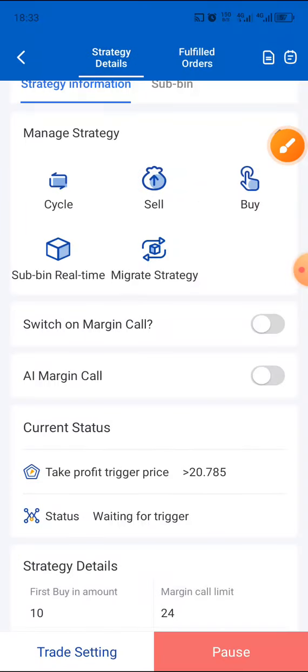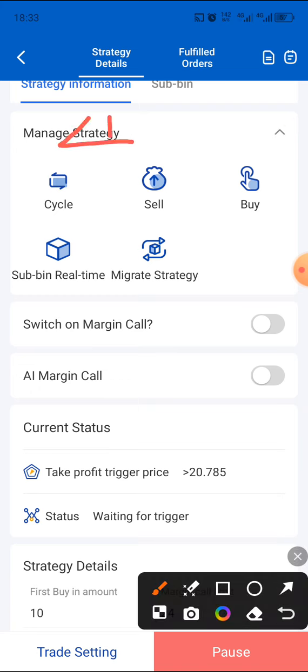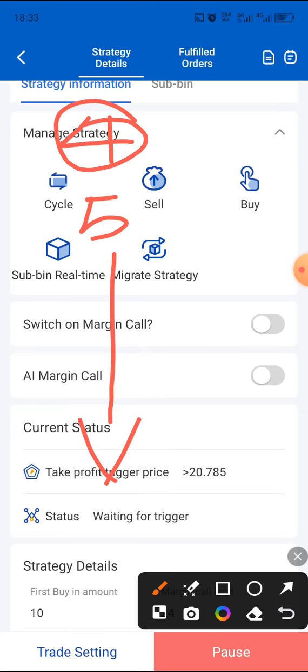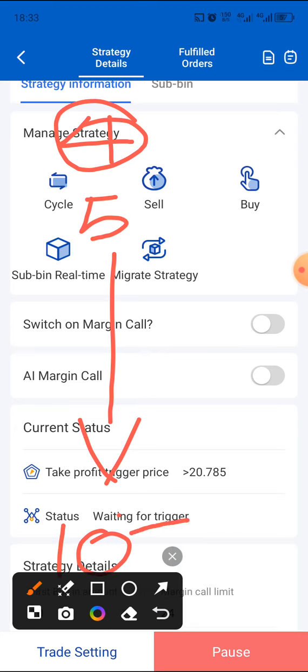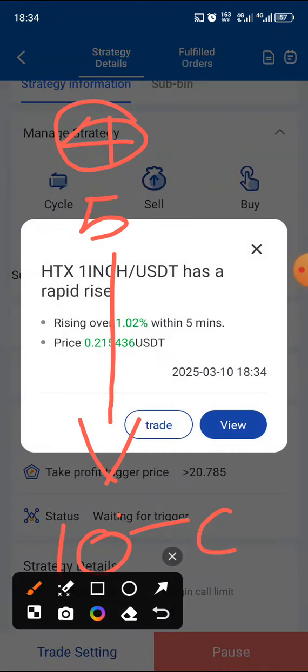But in this case here, the sub-bin mode, when the robot buys the first 4 margin calls, from margin call number 5 to your limit here, let me say the 10th, okay? When it sells the 10th margin call, it will give you your capital, but it will not give you the profits. It will be giving you your capital only.